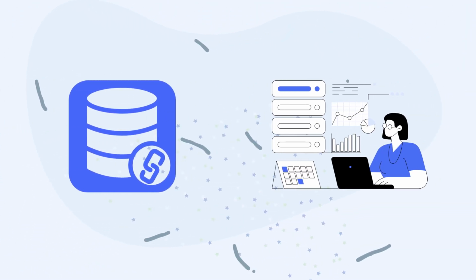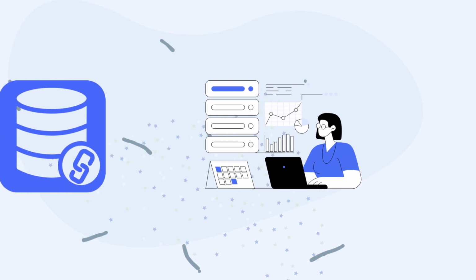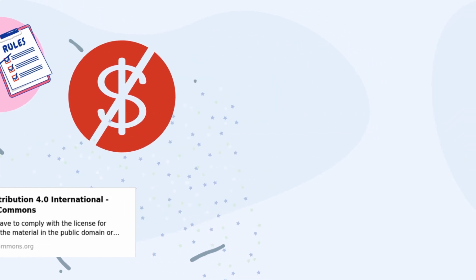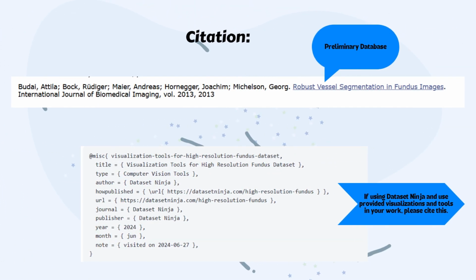One important thing to keep in mind is that in order to use the dataset, some rules have to be followed. The dataset provided can be freely used for research purposes and not for any commercial use. This is released under the following license: Creative Commons 4.0 Attribution License. If anyone wants to use the database for their research, please cite the following reference as shown at the top of the page. Additionally, if you incorporate any visualization or tools available on the Dataset Ninja website into your work, please ensure to cite the reference provided below accordingly.